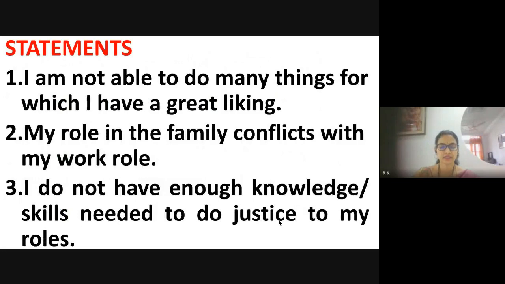The second statement is, my role in the family conflicts with my work role. In the family, I'm playing the role of wife, daughter, as well as a mother. So my role in the family definitely conflicts with my work role. My daughter says, you're not giving much time to me. My son says, no, Amma, you're not giving much time. Or the husband would say, these days you're not attending the family meetings, you're not coming to parties.